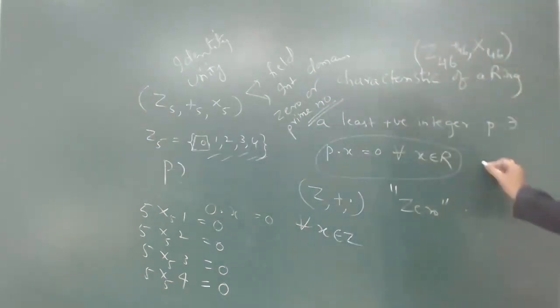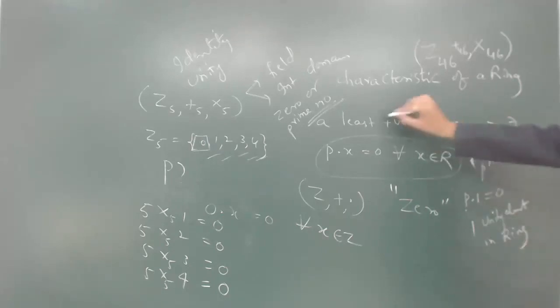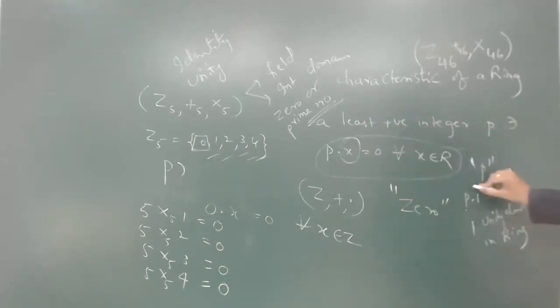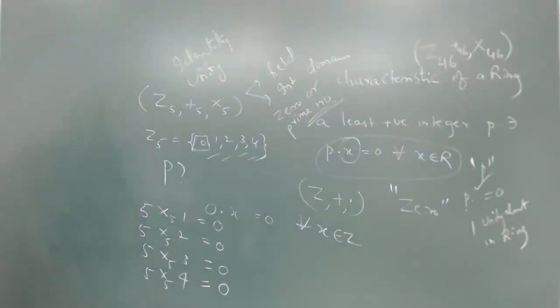In a shortcut way, we say that p is the characteristic of the ring if p dot 1 equals 0, where 1 is the unity element in the ring, the multiplicative identity. So apart from verifying every x, you simply verify for only one element. If you are able to calculate such a smallest positive integer p, it will become the characteristic of the ring. That is the idea or shortcut you can consider. Okay? Are you getting it?